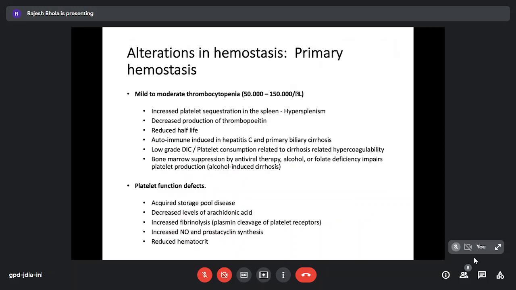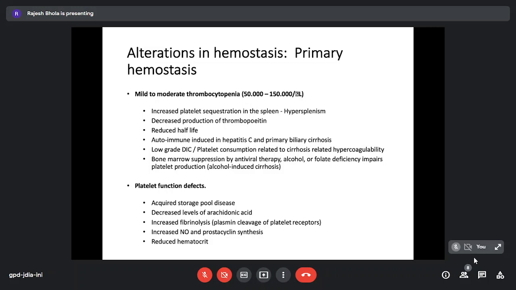Coming to the alterations in hemostasis, as I have told, it can be because of a primary hemostatic alteration, secondary hemostatic alteration, or tertiary hemostatic alteration of the fibrinolytic pathways. In the primary hemostatic alteration, you can observe two things. That can be thrombocytopenia, or there can be dysfunctional platelets. So both can lead to bleeding manifestation.